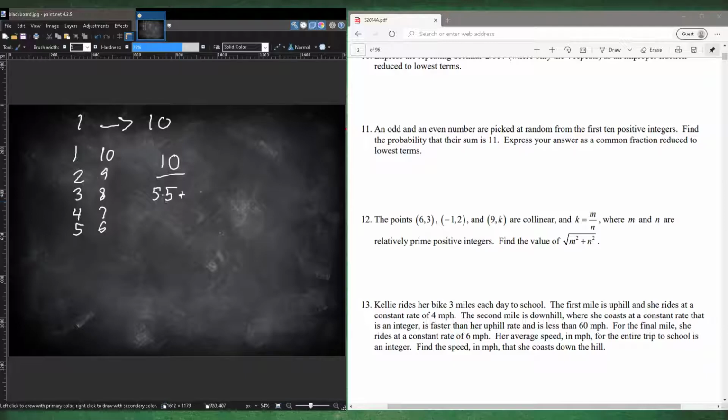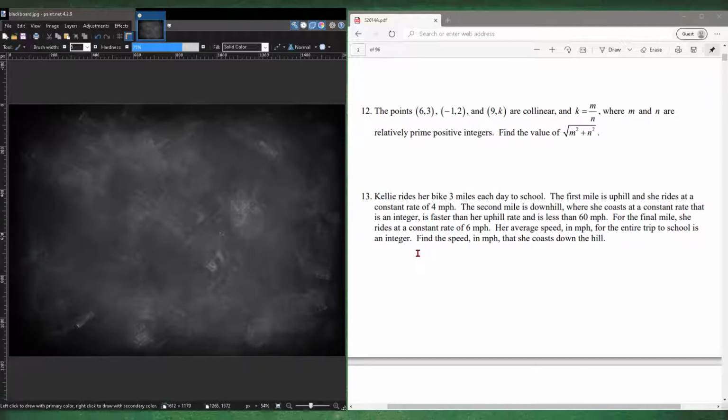So what happens if it's even first? Even has 5 also, and odd also has 5, so it's the same thing. So it's 10 over 5 times 5 is 25, plus the other 25 is 50. So we have 10 over 50, which simplifies to 1/5. And that's your answer for number 11. That's usually how you can think about solving probabilities: just split them into parts and work on each by itself.